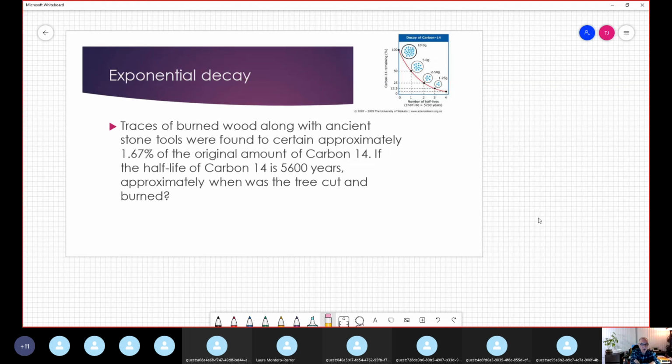The traces of burned wood along with ancient stone tools. Suppose an archaeologist discovers an ancient stone tool, and this ancient stone tool contains wood, but this wood was burned. Now there are different techniques to determine the age of this piece. The most important test is the carbon 14 test. Okay, carbon 14 is an isotope. Carbon 14 test is like an unstable isotope.